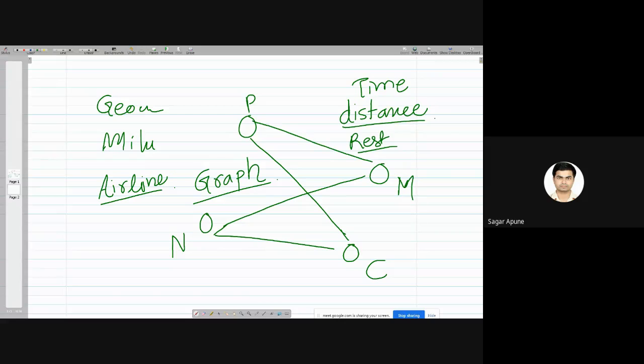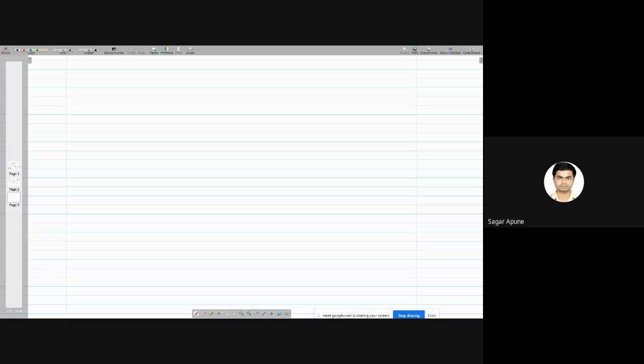Okay, so what is the meaning of graph? Graph means, graph is a non-linear data structure. Okay, non-linear data structure means what? Suppose this is my graph.